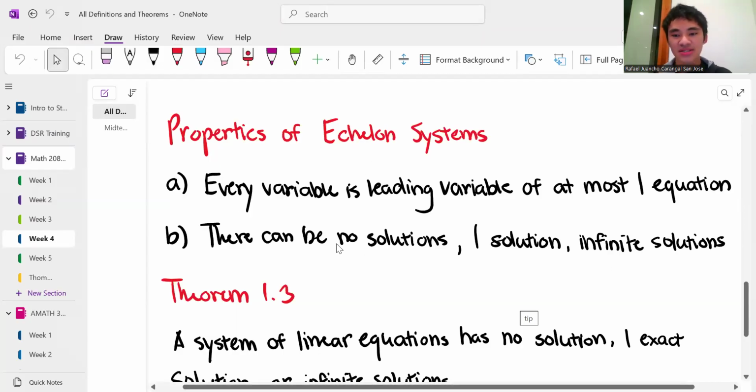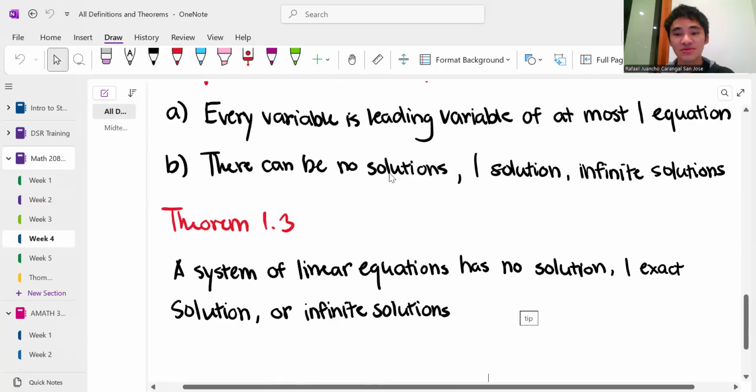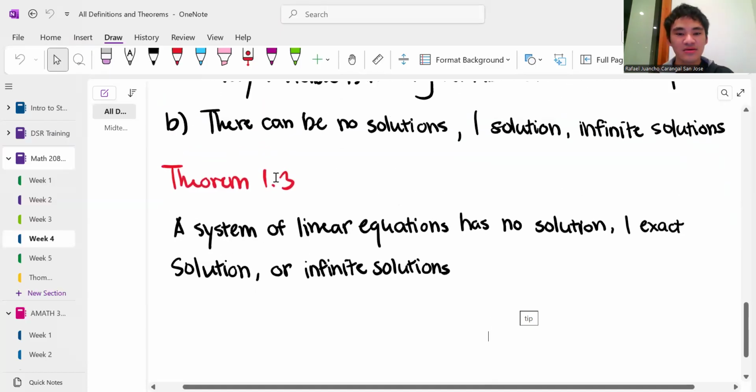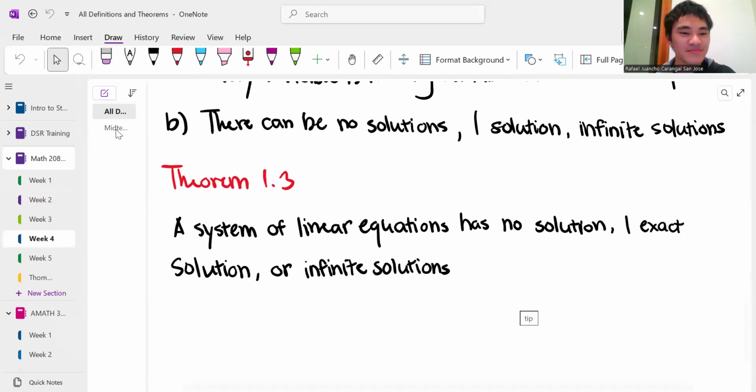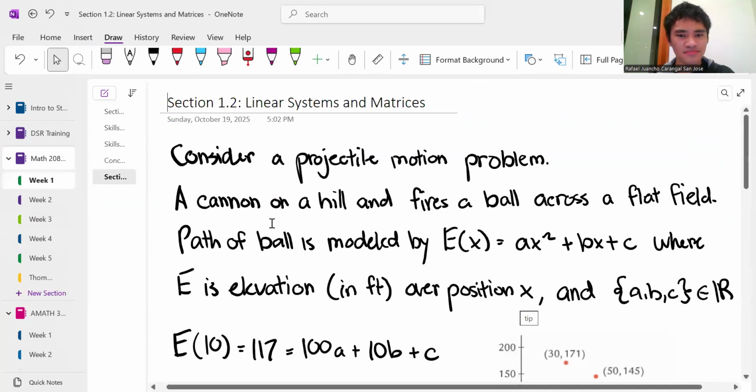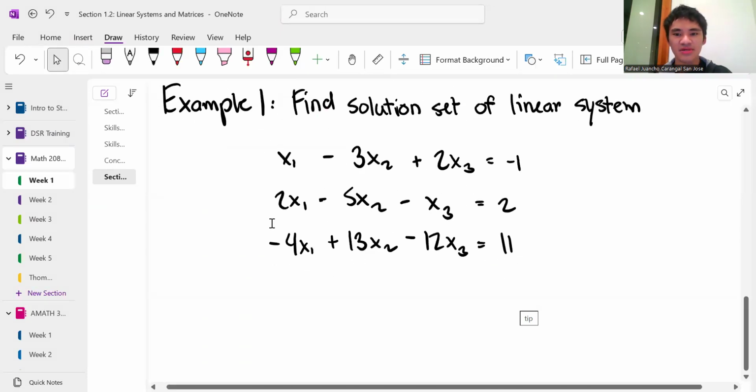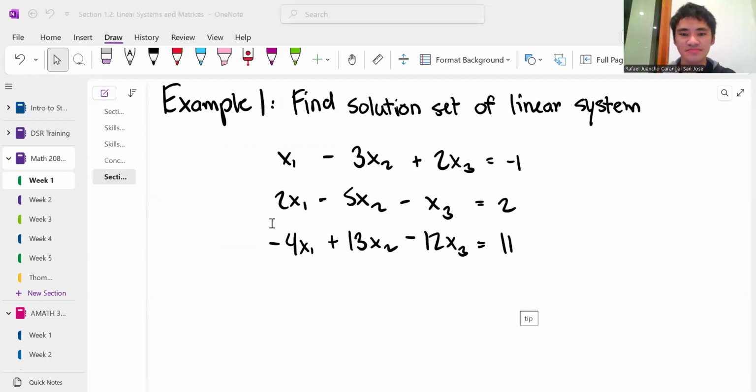And when it's an echelon system, if we solve the system, it can only lead to 3 options. It can either have no solutions, exactly one solution, or an infinite number of solutions. Right. And yeah, that's a theorem, basically. Okay, so going back to our example here, how do we want to find the solution set? We want to eliminate the variable x sub 1 in the second and third equations so that we can leave x sub 1 as the leading variable in only the top equation, right? Because we want it to be in echelon form.